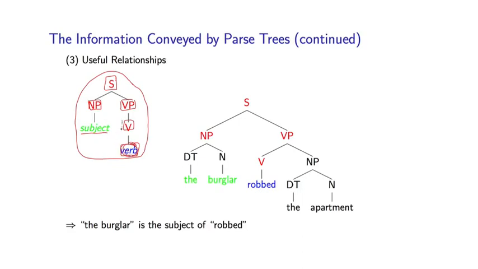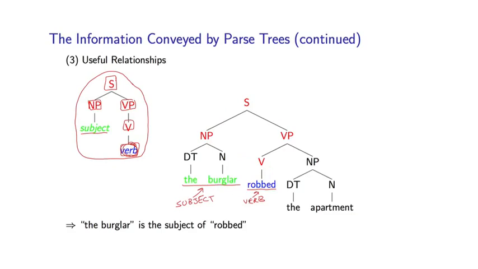So let's apply this to this tree. We can apply this template and see that robbed is a verb, and moreover, the burglar is the subject of that verb. So these trees make this particular relationship, subject-verb, completely transparent. If I can recover this parse tree, I can simply read off, or identify fragments of the tree where I see this template, and read off relationships such as subject-verb.